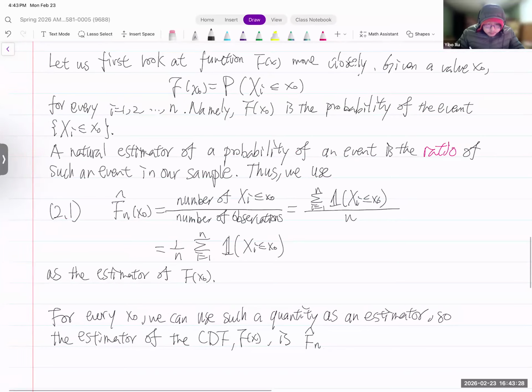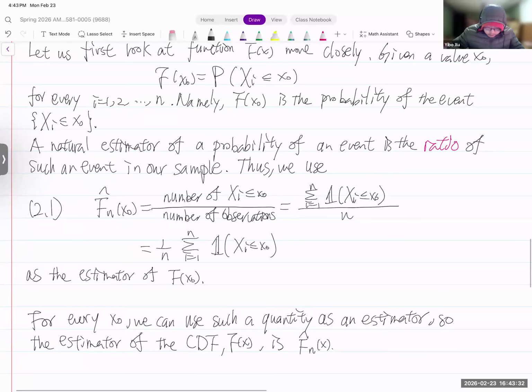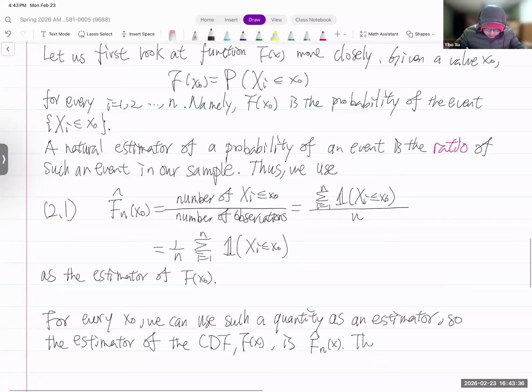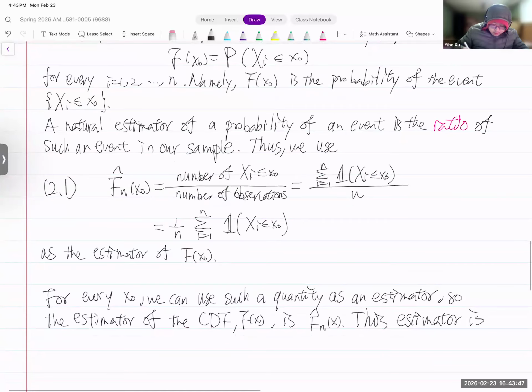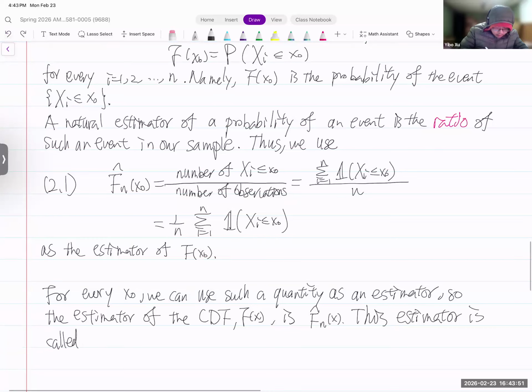This estimator is called the empirical distribution function.